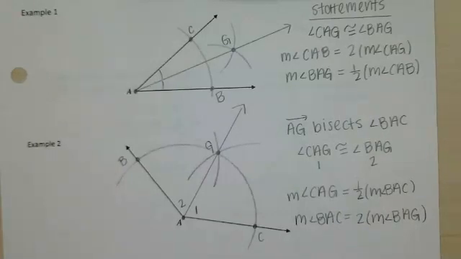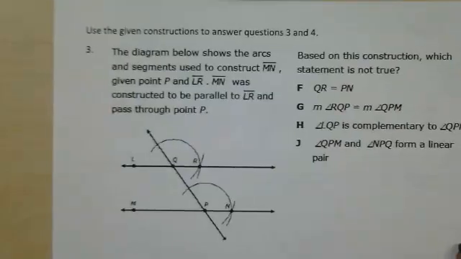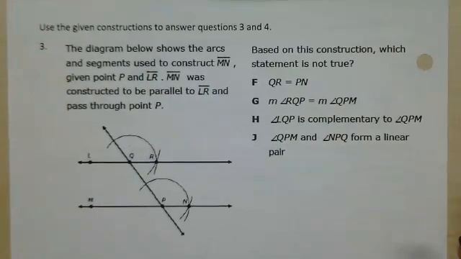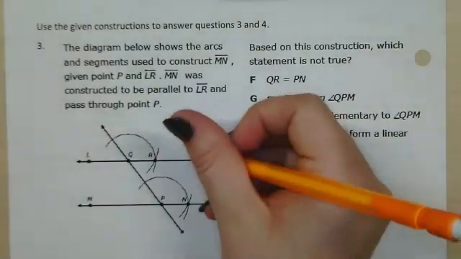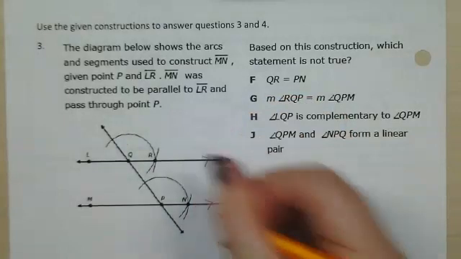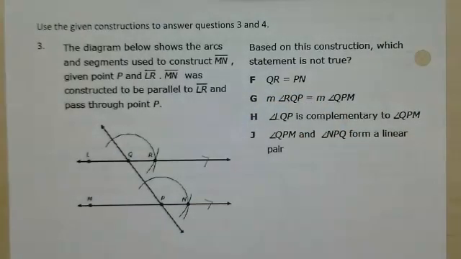Okay, so now that we know what an angle bisector is, what it means, and what it does to our angles, if you'll flip it over onto the back, we've got a couple questions there to answer. So number 3 is a good potential test question that you could see on your test on Monday. It says that the diagram below shows the arcs and segments that were used to construct line MN given point P and line LR. It says MN was constructed to be parallel to LR and pass through P. Okay, so they are telling us that these two lines, LR and MN, are parallel lines.